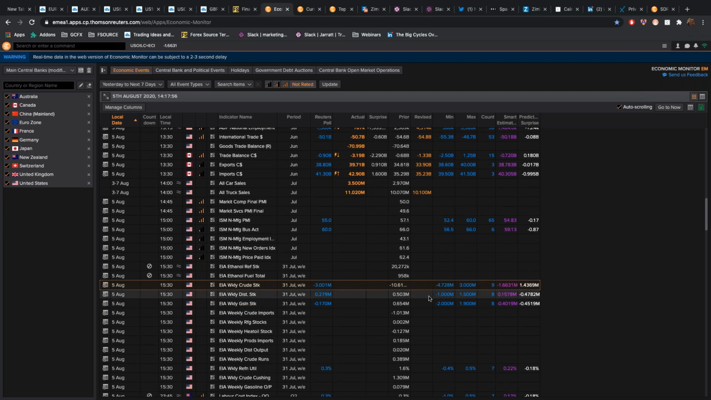Now, we know that the market is expecting a large draw because the private inventory data, which makes up about 80% of the normal data, was a draw of 8 million barrels. So is the rally in oil sustainable, Titus?